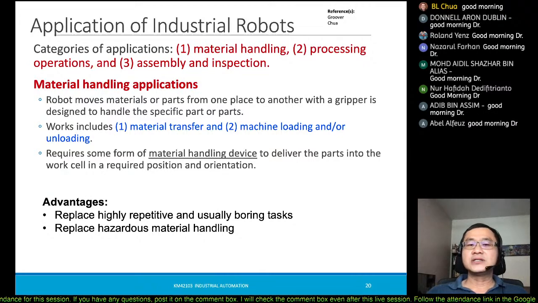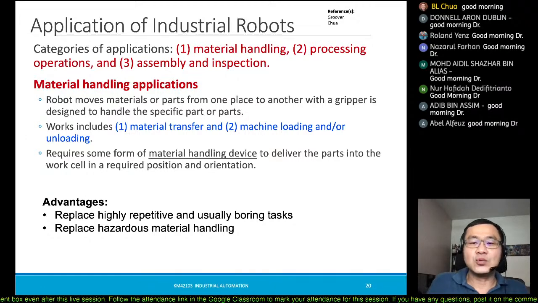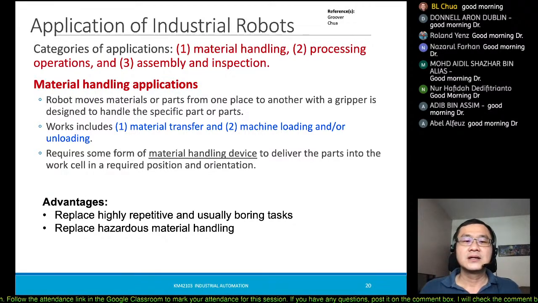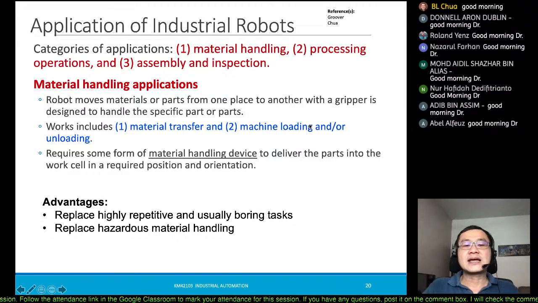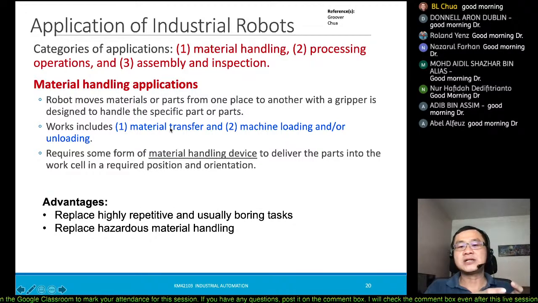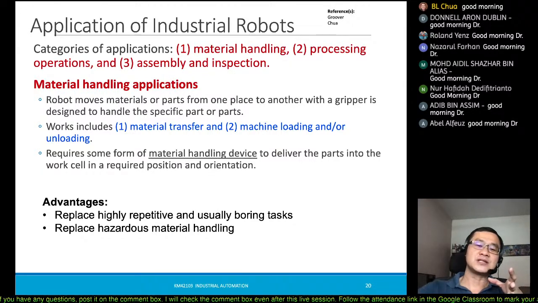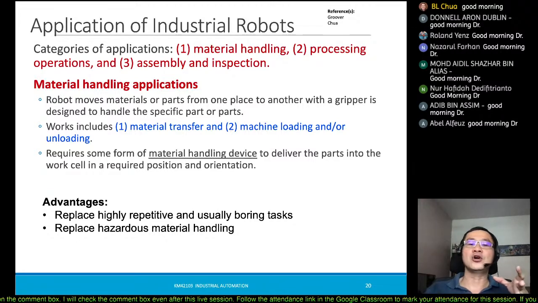Then now we come to the applications of industrial robots. We have three types of categories. The first one would be material handling, the major one. The second one would be processing operations, and the third one, assembly and inspection. For material handling applications, the robot will move materials from one point to the other with grippers. That involves material transfer or machine loading and unloading. Material transfer means putting one object to the other. Machine loading and unloading means you have a machine already, you want to put objects into your machine and take them out from your machine.